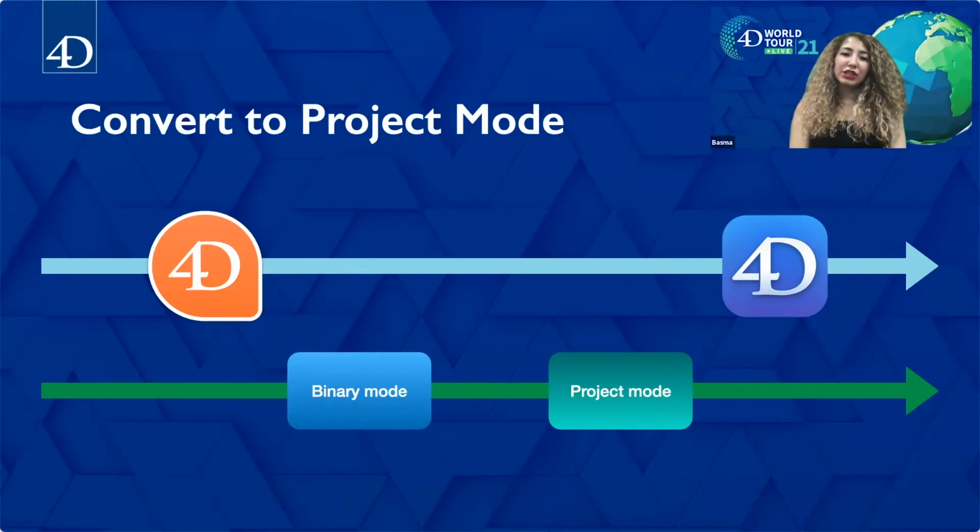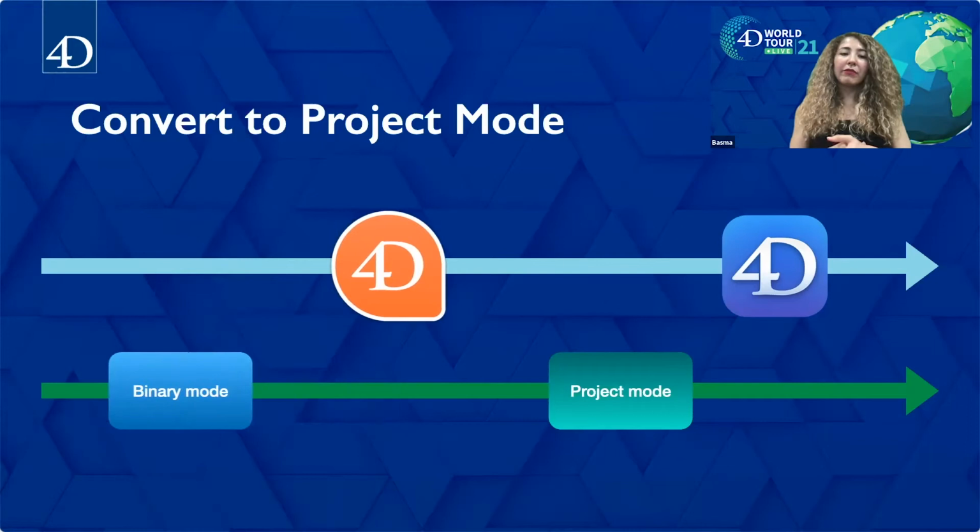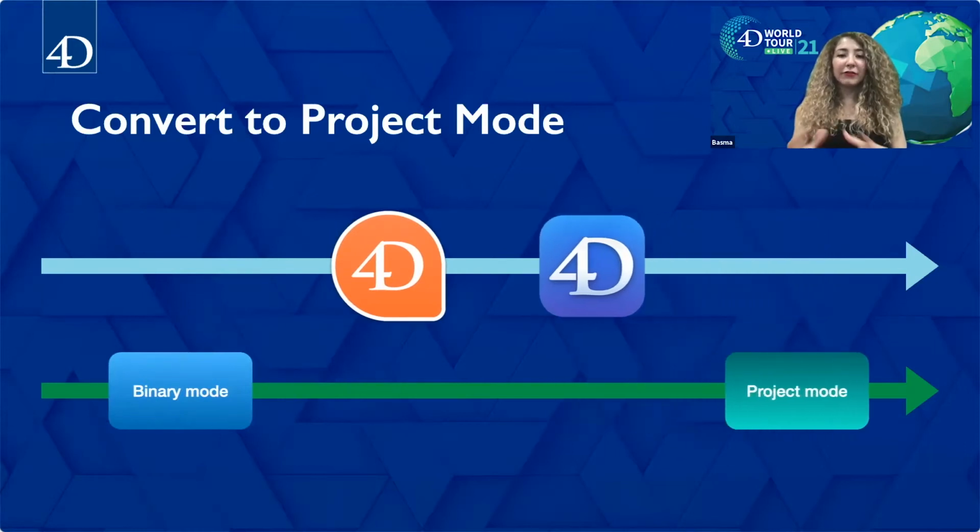In this presentation, we choose the path of converting a binary mode application to project mode. Then it is converted from V18 to V19 as the final step. However, you may prefer a different conversion path. You may decide to start by converting to V19, then to project mode. The choice in the final is yours, of course.